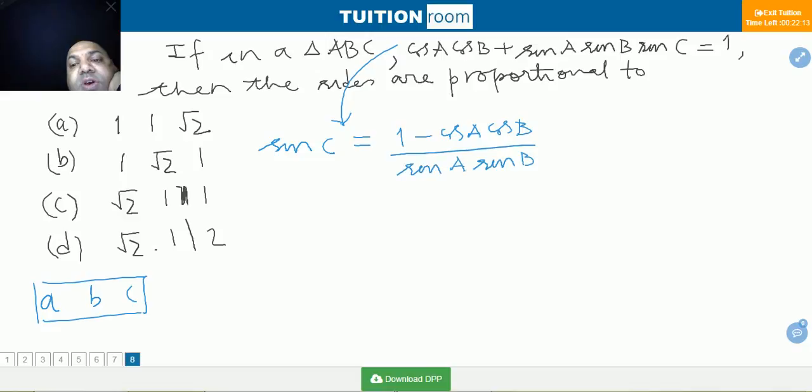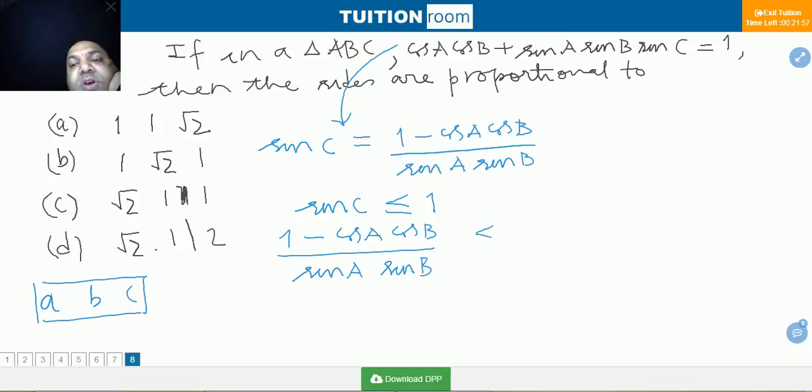And students, we know that sin C should be less than or equal to 1. Hence 1 minus cos A cos B over sin A sin B is less than or equal to 1. Why? Sine of any angle cannot exceed 1. And it will be positive because the angles of any triangle cannot exceed 180 degrees. Either it will lie in the first quadrant or the second quadrant. In both quadrants, sine will be positive.